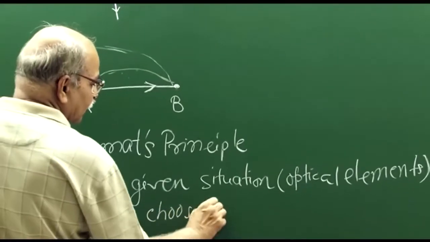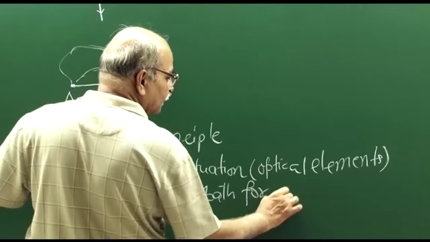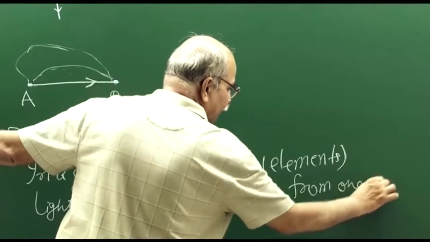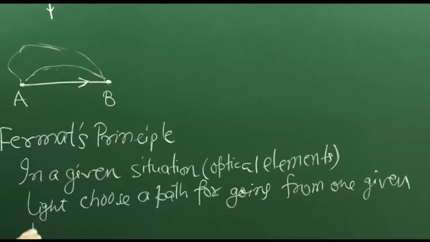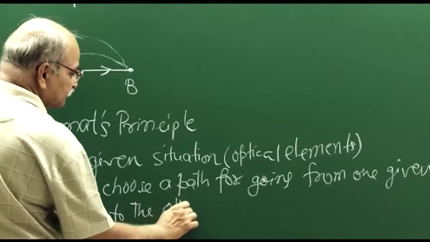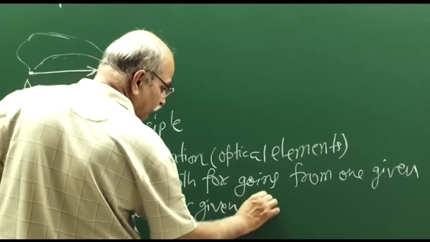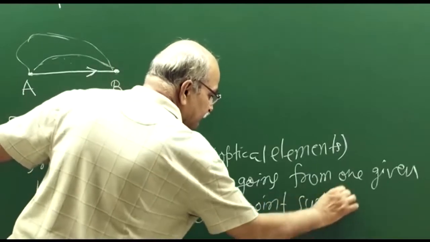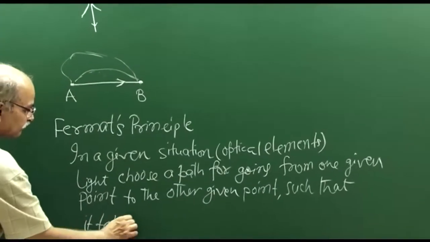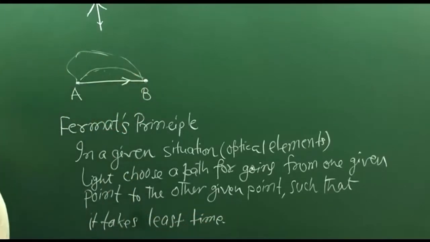chooses a path for going from one given point to the other given point. So 2 points are given, A and B. Such that it takes least time. Okay, so this is called Fermat's principle.